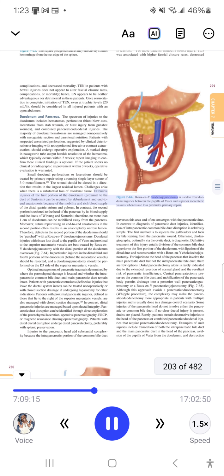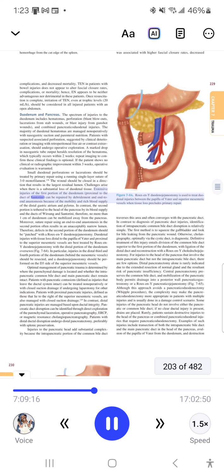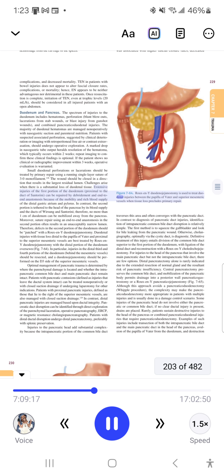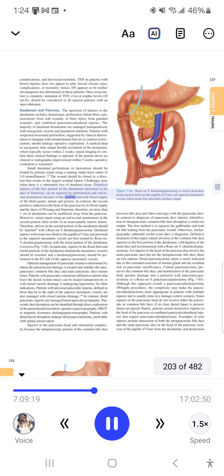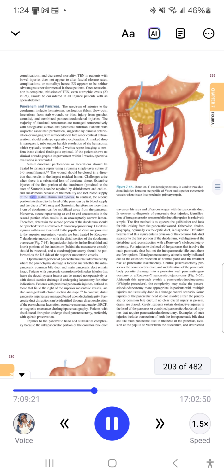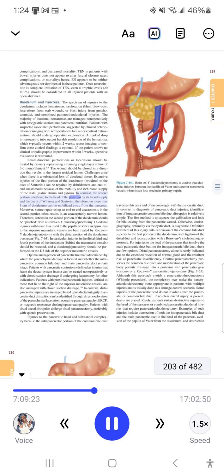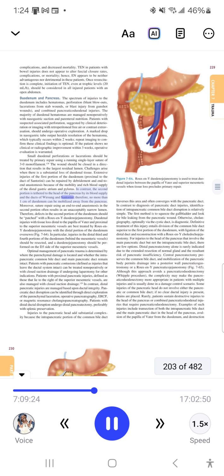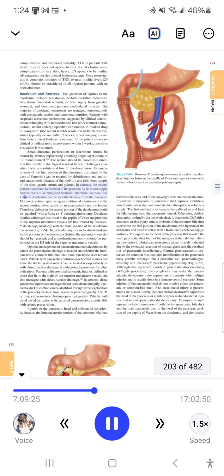Extensive injuries of the first portion of the duodenum proximal to the ampulla of Vater can be repaired by debridement and end-to-end anastomosis because of the mobility and rich blood supply of the duodenum. When tissue loss precludes primary repair, Roux-en-Y duodenojejunostomy is used to treat injuries of the distal gastric antrum and pylorus. In contrast, the second portion is tethered to the head of the pancreas by its blood supply and the ducts of Wirsung and Santorini. Therefore, no more than 1 cm of duodenum can be mobilized away from the pancreas.